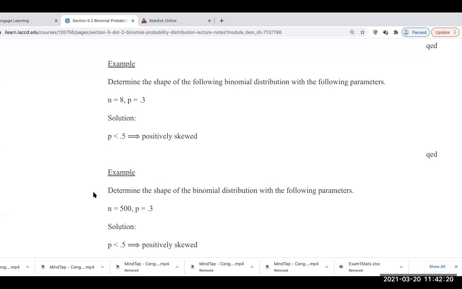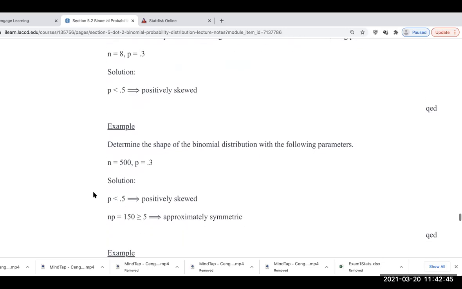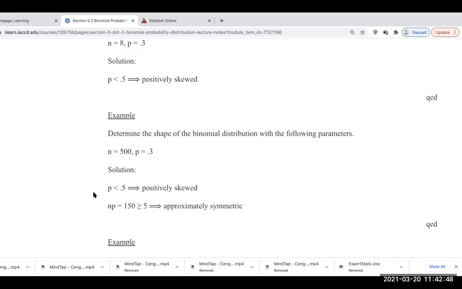Next, let's try to determine the shape of the binomial distribution where N is 500 and P is 0.3. Well, since 0.3 is less than 0.5, then our binomial distribution will be positively skewed. But since N times P is 150 and N times Q is 350, they're both greater than or equal to 5. Therefore, my binomial distribution is actually approximately symmetric.